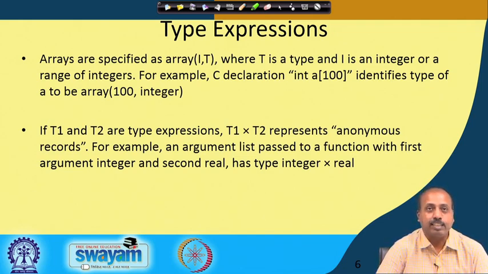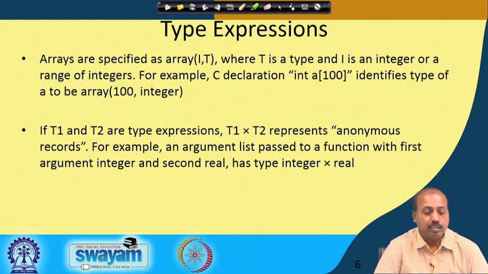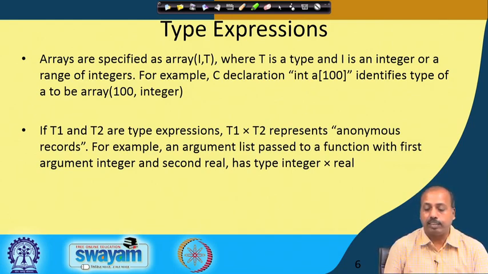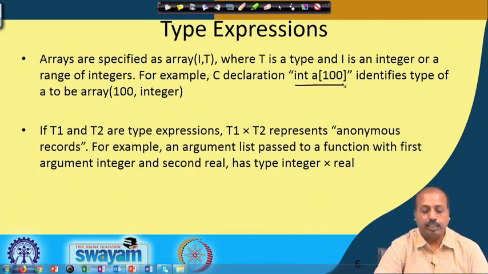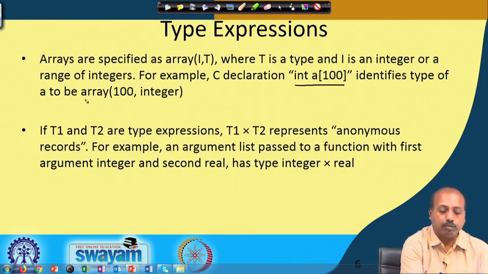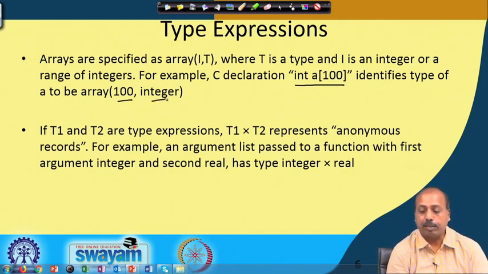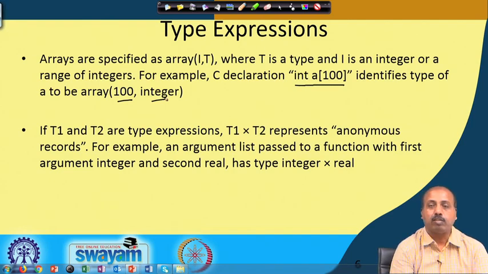First of all, the arrays. Array is a constructed type, like array(I, t), where t is a type, which may be a basic type or a constructed or derived type, and I is an integer or a range of integers. Like in a C declaration we have int a[100]. This identifies an array a of size 100 of type integer.